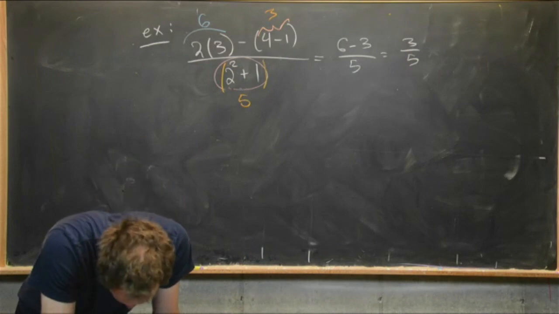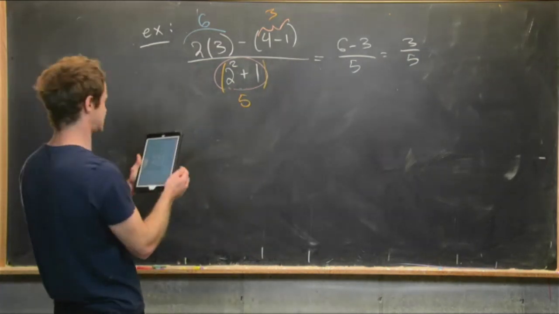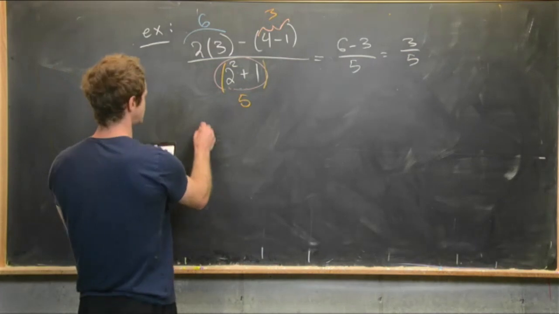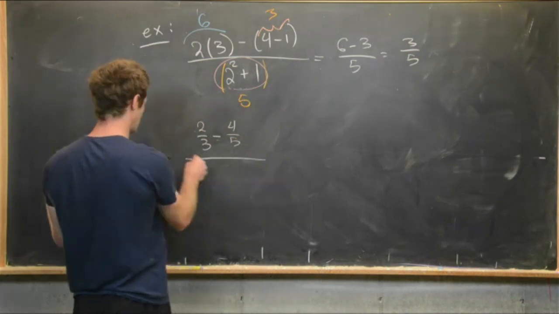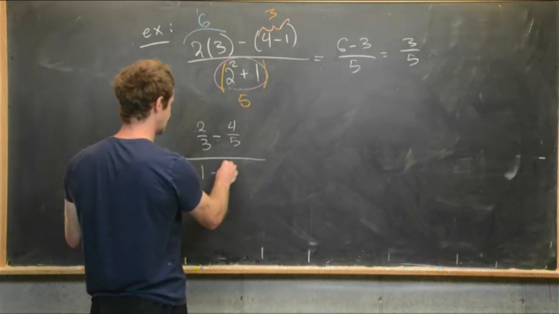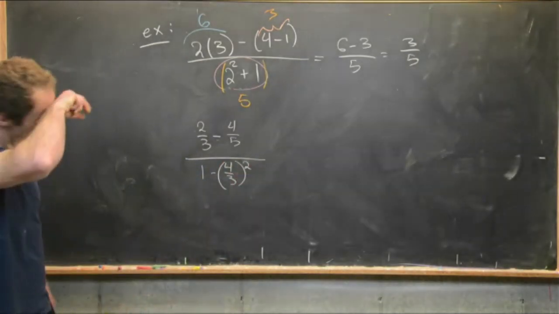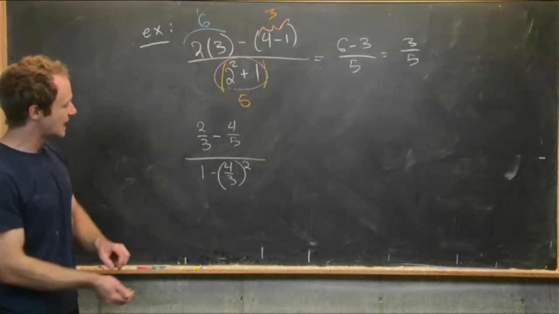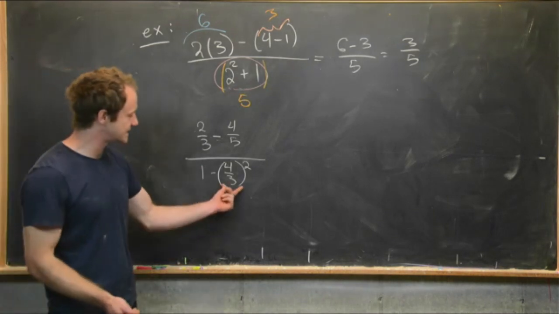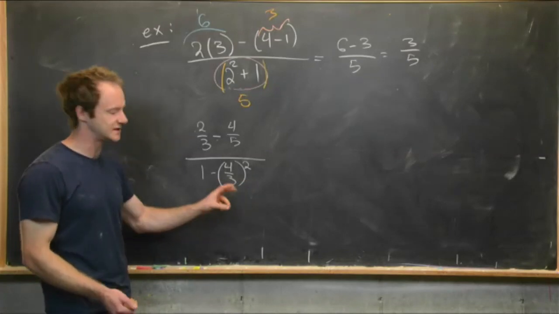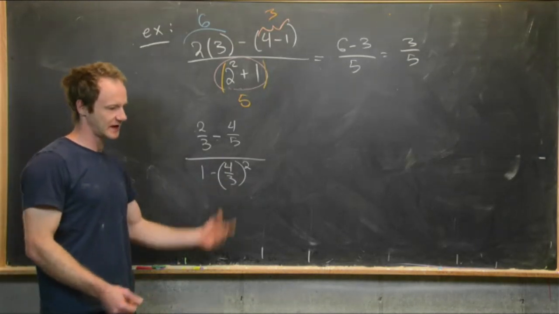Okay, so let's look at one that's a little juicier. So let's say this: 2/3 minus 4/5 over 1 minus 4/3 squared. All right, so let's look at this. Again, we have some grouping going on. We've got parentheses here, but this isn't a real grouping. We're just squaring the fraction 4/3. That's essentially what's happening there, so that's more of exponents.